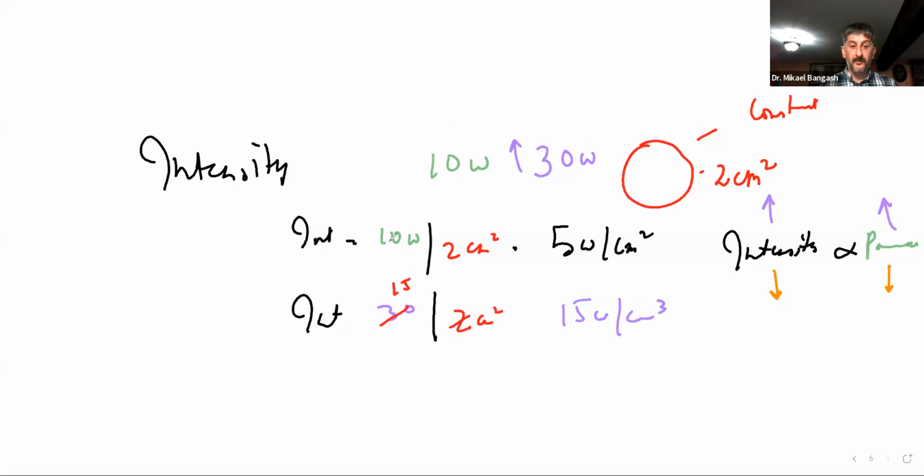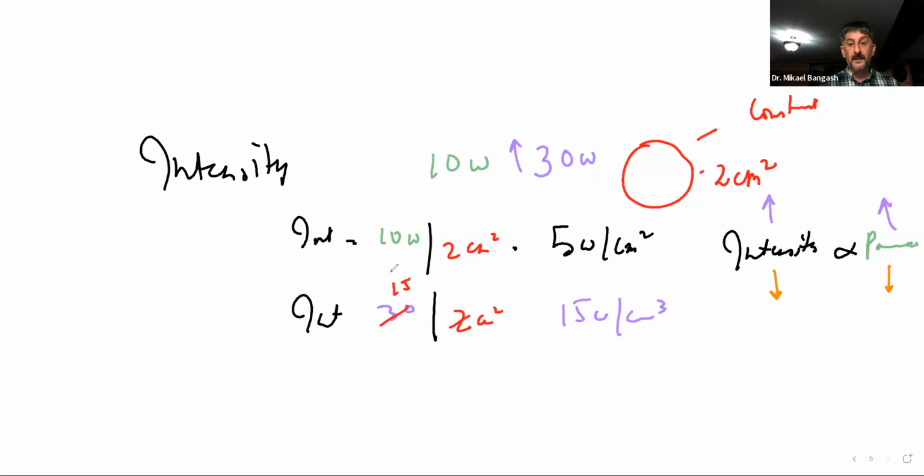So you see, we increased the power 3 times. The intensity increased 3 times because 15 is 3 times greater than 3. Clear? Which means, just establish that, increasing power increases the intensity.